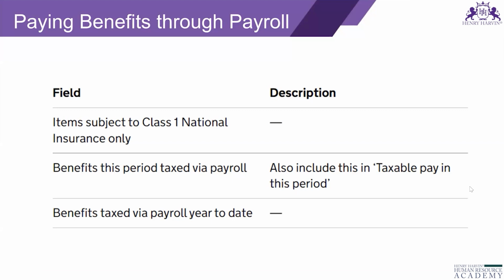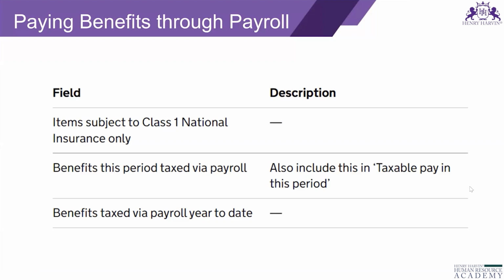Okay, so if you have reported any benefits, like we discussed about car allowance, we discussed about RSU shares, if you have reported those benefits, then only that benefits amount will be reflected here. Also include this in taxable pay in this period. You remember it will be there in taxable pay also. And here separately it will show benefits taxed via payroll year to date.